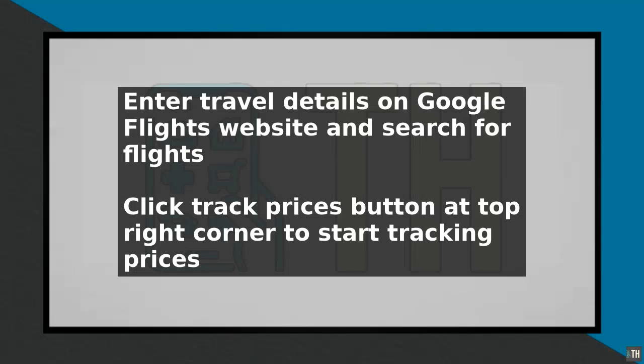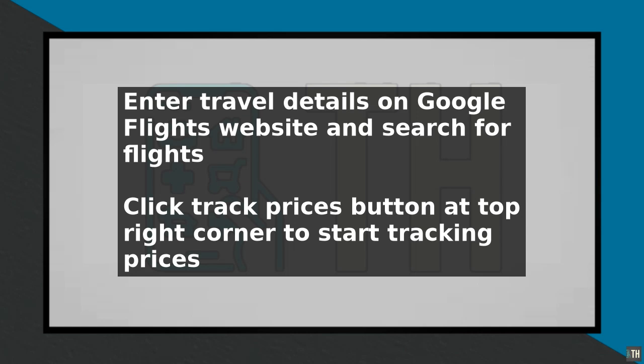To turn on track prices on Google Flights, start by going to the Google Flights website and entering your travel details, including destination, departure city, and travel dates. Once you have entered this information, click on the search button to view available flights.